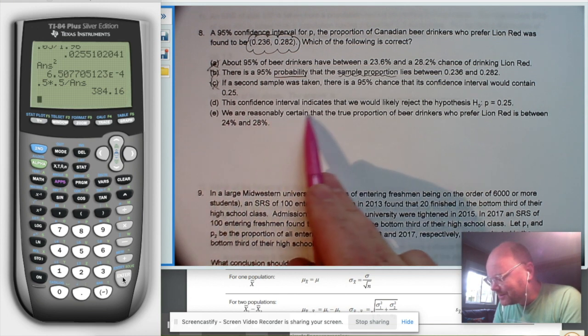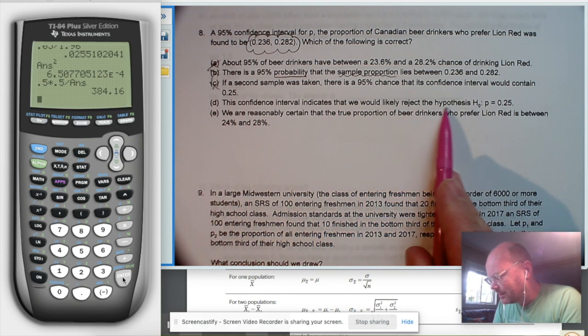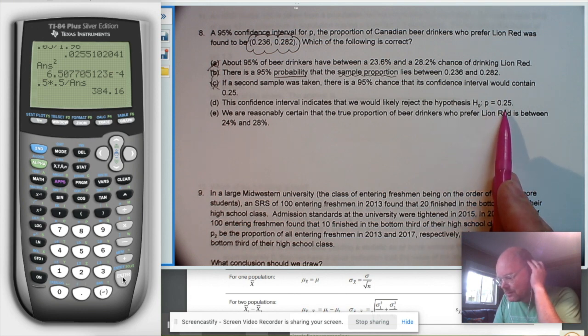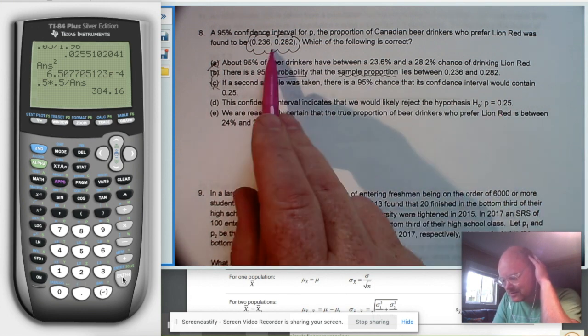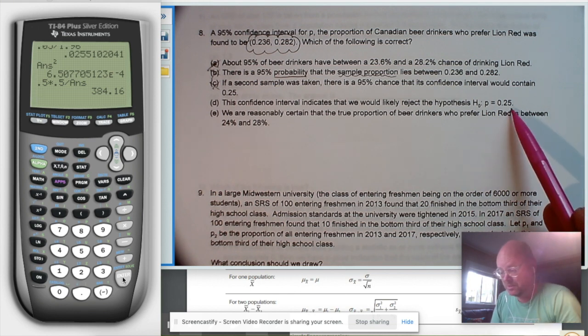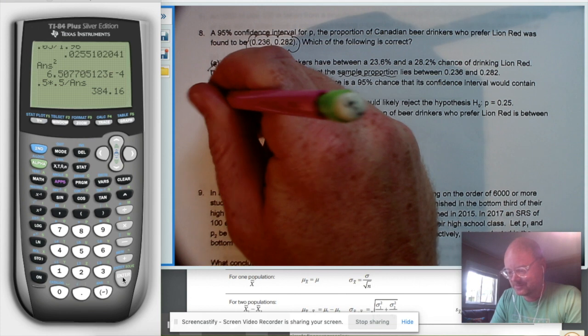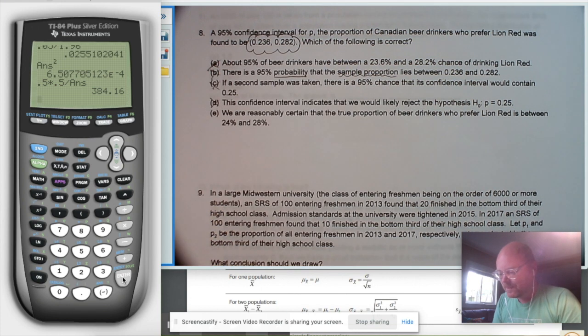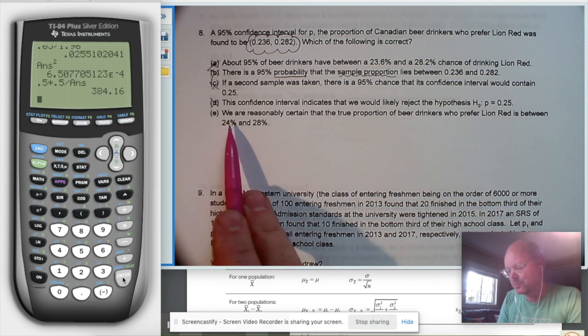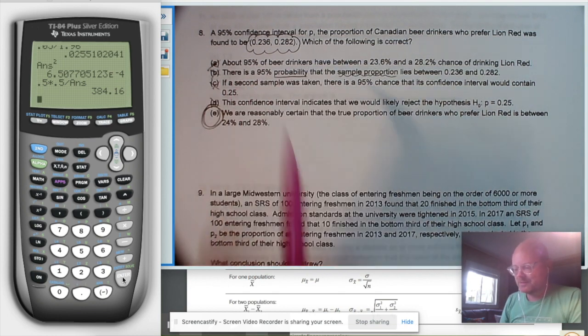What about D? The confidence interval indicates we would likely reject the null hypothesis that p is equal to 0.25. No, 0.25 is in that interval, so we wouldn't be rejecting it. Our confidence interval is supporting that the proportion might indeed be 0.25, so that's not right. So it must be E. We are reasonably certain that the true proportion of beer drinkers who prefer Lion Red is between 24 and 28. Yep, that's good.